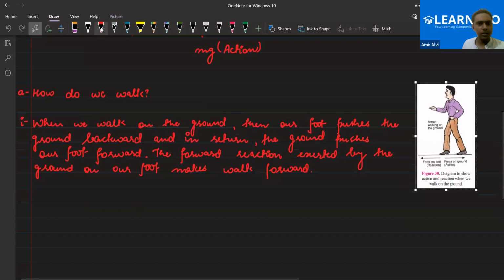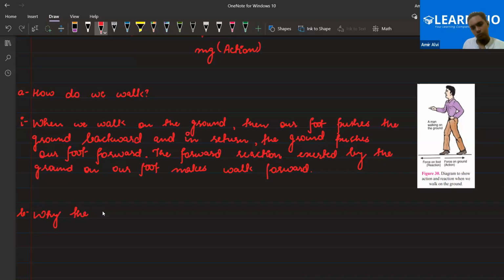So now the next point is why the gun recoils. Okay, why the gun recoils? So basically, let me show the picture to you. How does it look when a gun fires a bullet?